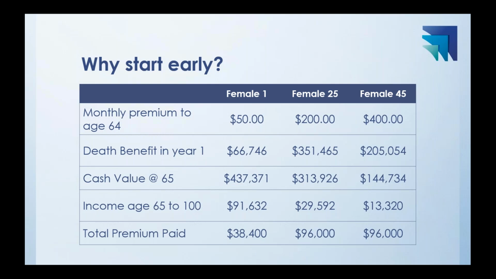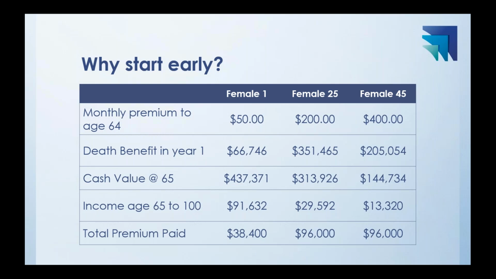So here's a quick graph to show you how these plans work. What we've got here are three versions of essentially the same female. And so let's start on the right-hand column. So we've got a 45-year-old female who's going to put $400 a month into her plan to age 64, and then she's going to stop paying and she's going to have retirement income.